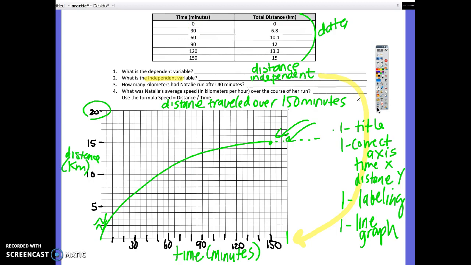And let's see. Line graph, title, correct axis, labeling. There was a fifth thing. And now I can't remember what it was.